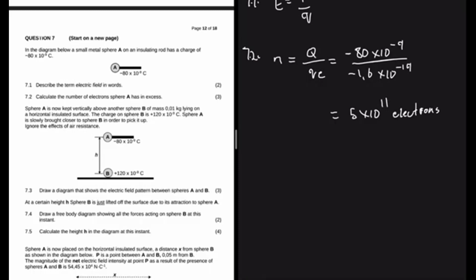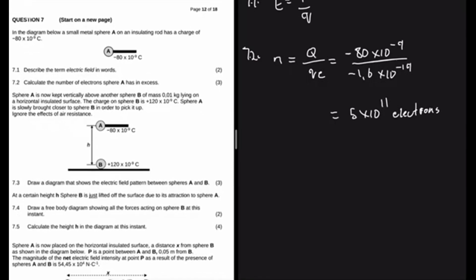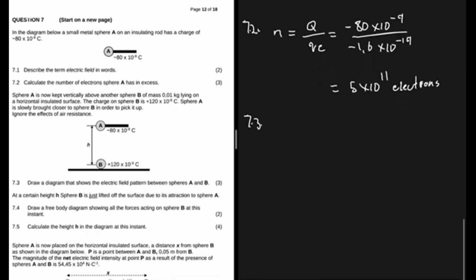The charge on sphere B is plus 120 times 10 to the minus 9. Sphere A is brought closer to sphere B in order to pick it up. Ignore the effects of friction. Okay, and then 7.3 says to draw a diagram that shows the electric field pattern between spheres A and B.